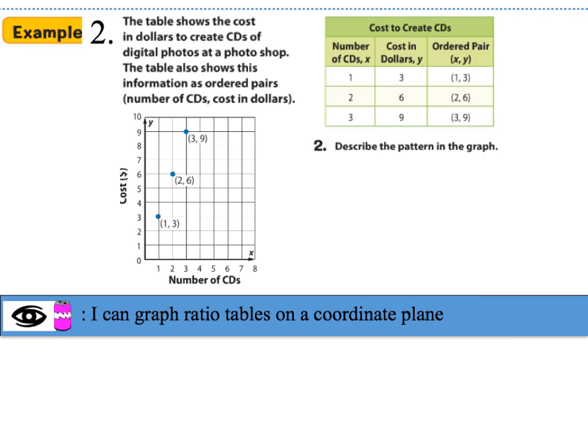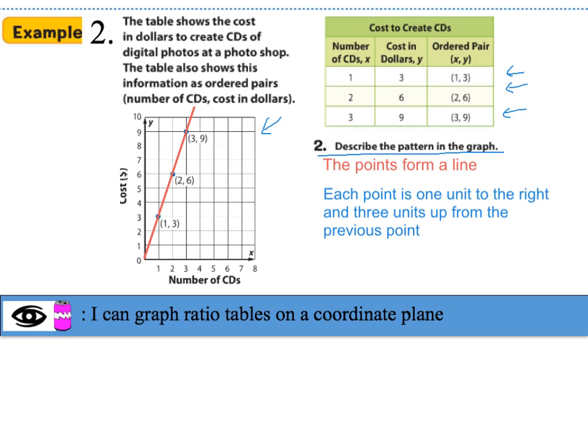So for example 2, we are using the same exact problem that we just completed in example 1. The only difference now is we're going to take it a step further by describing the pattern that we notice in the graph. In example 1, we already completed the ordered pairs here, and we also graphed it on the coordinate plane here. Notice that we can connect the dots on the graph using a straight line. I drew that using a red line, and it connects all the dots on the graph. Know that the points can form a line.